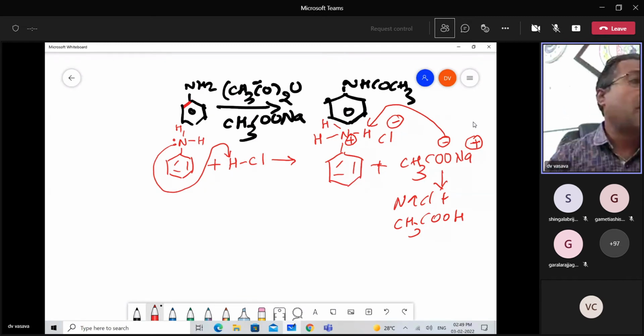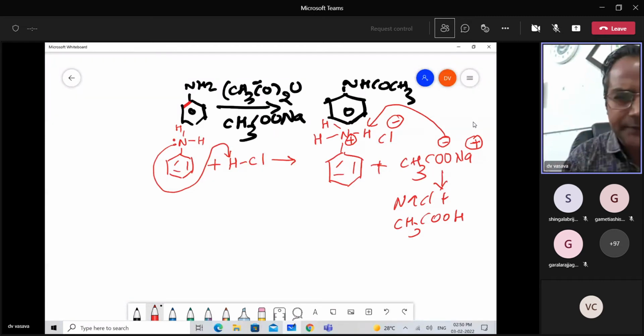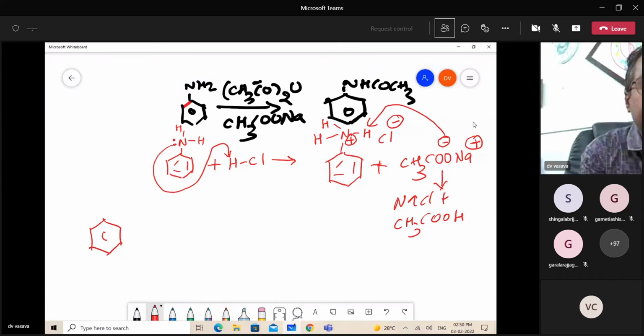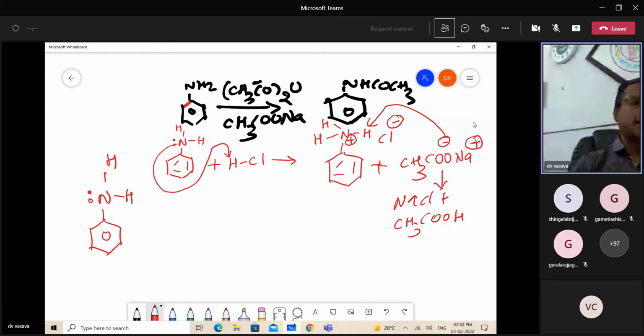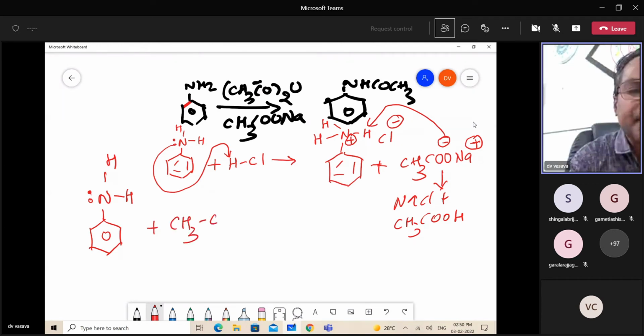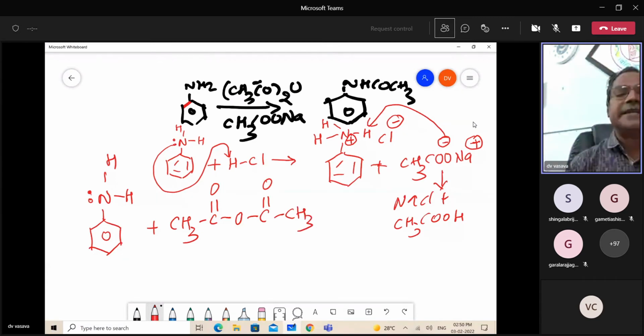Okay, so now we have taken the acetic anhydride. So here it is the aniline. This is our aniline, H, and this is the 2 dot, that is the lone pair of electrons. And now we have taken the acetic anhydride. So it is CH3, C double bond O, O, C double bond O, and CH3. This is our acetic anhydride. Correct? So this acetic anhydride is taken.